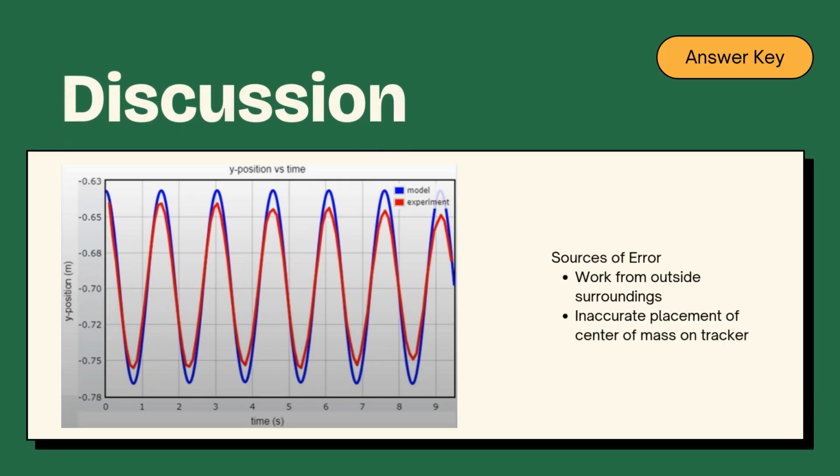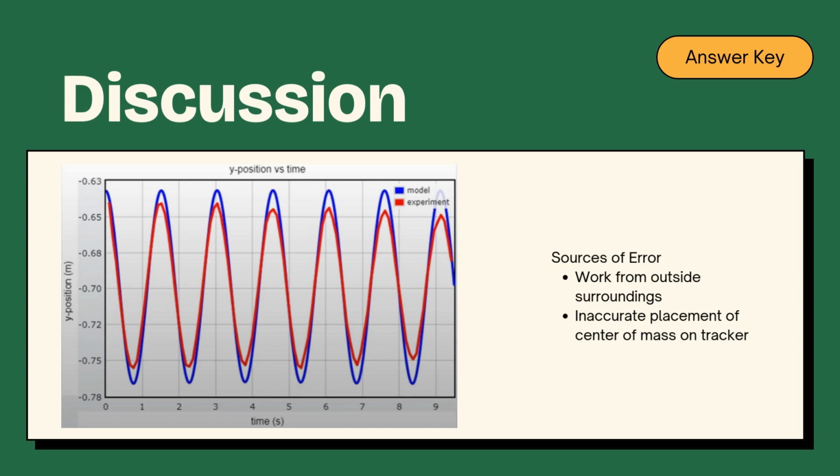And then here you can see the difference between the computational model as well as the model built using Tracker, and you can see that there are discrepancies here, and that the experimental model shows less variation of the change in energy than the one using the computational analysis.